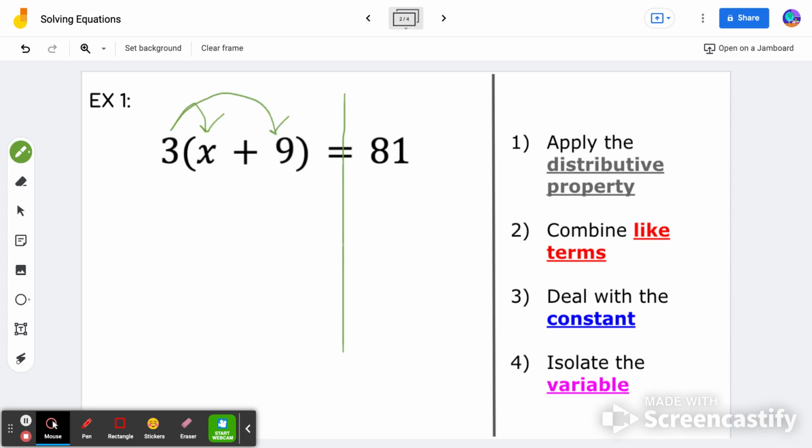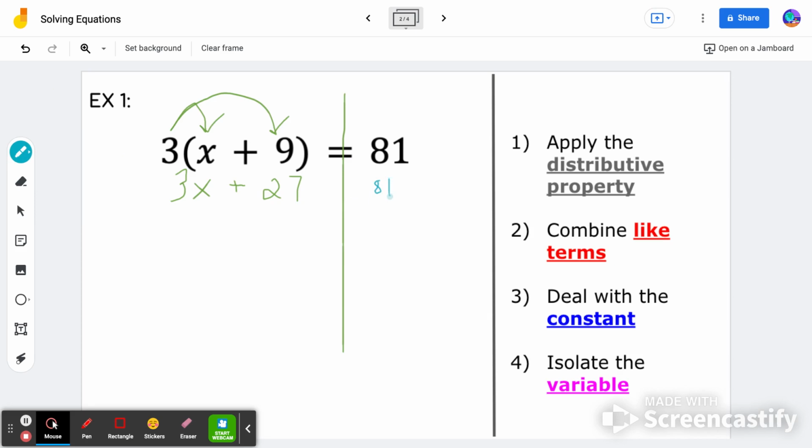Distribute the 3 to each term. 3 times x is 3x. 3 times 9 is 27. And I have my symbol in the middle, addition. All right, we're going to combine any terms that we see. If we have any terms that we can combine, go ahead and combine them. But notice that we don't. So we're going to go ahead and skip this step and move on to dealing with the constant using inverse operations. So yes, 27 and 81 are both constants.